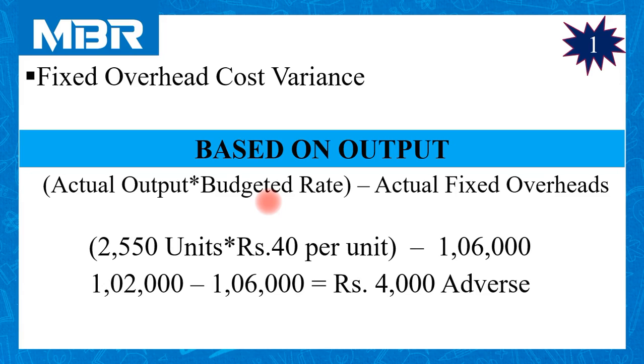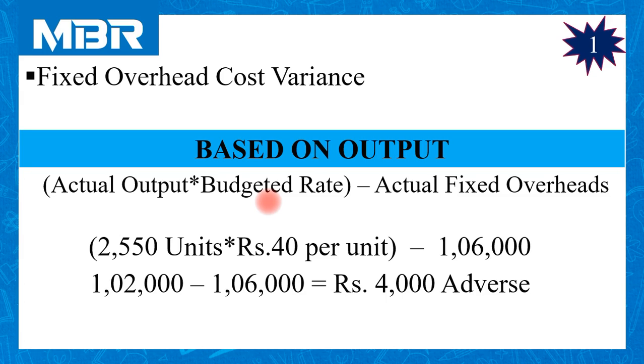So 1,02,000 minus 1,06,000. So difference is rupees 4,000 and it is adverse. We need to interpret these 4,000 very properly.